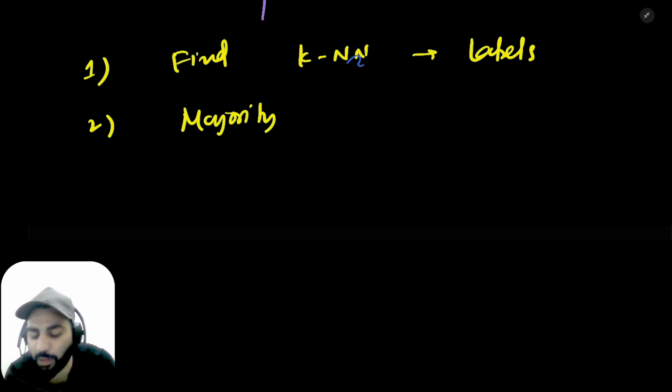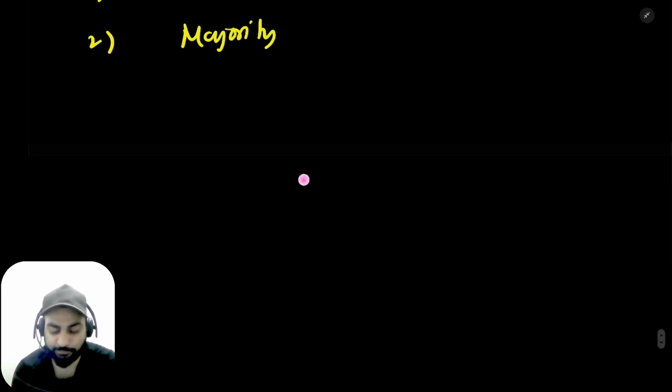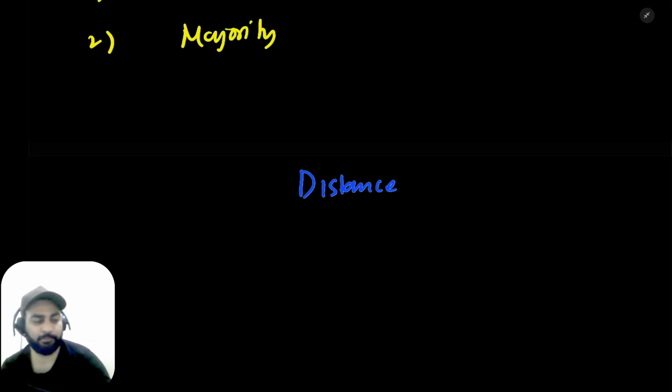I can ask you a question. How do I define a neighbor? Can anybody define a neighbor for me? If I want to find my neighbor, how do I tell computers to find a neighbor? Sir, distance. Closer the point is, the nearer the neighbor is.